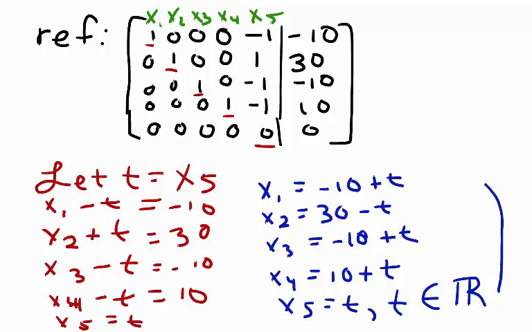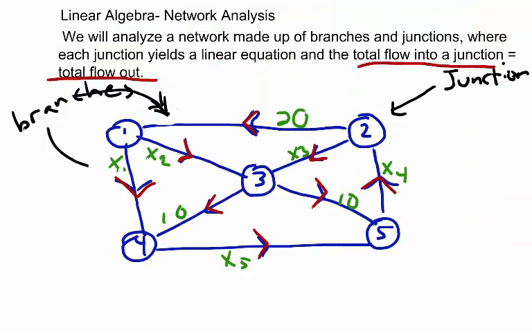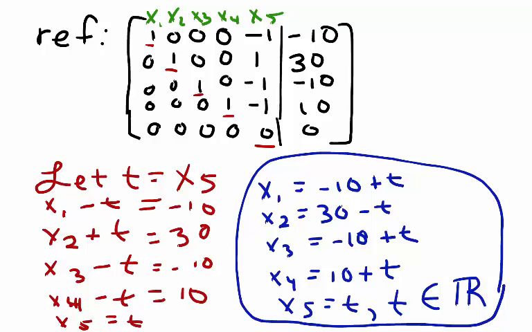Therefore, the analysis of this particular network, shown here, indicates that the system associated with the network has an infinite number of solutions.